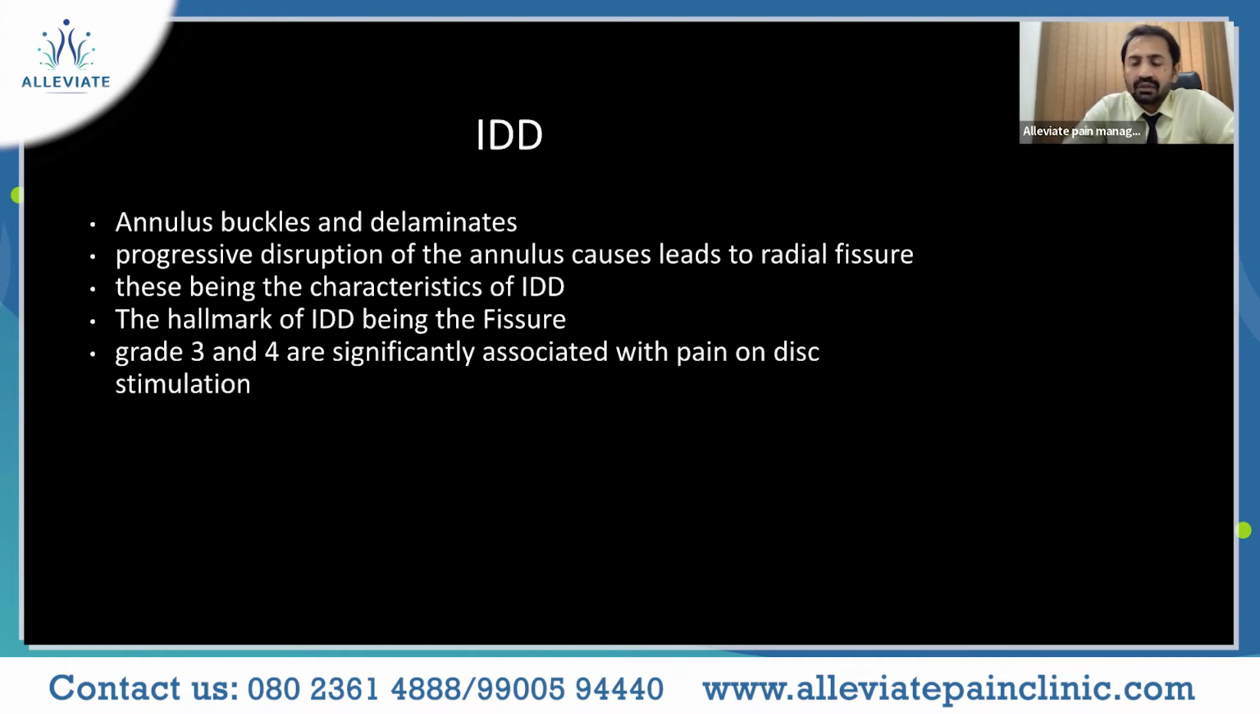Internal disc disruption, again a very important topic. Annulus buckles, the pathological cascade which we have discussed, post which the annulus buckles and delaminates. Progressive disruption of the annulus leads to the radial fissure. These being the characteristics of internal disc disruption. The hallmark of internal disc disruption is the fissure. Grade 3 and 4 we'll be discussing. I have a diagram. 3 and 4 are significantly associated with pain on disc stimulation.